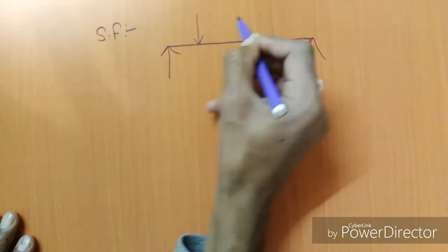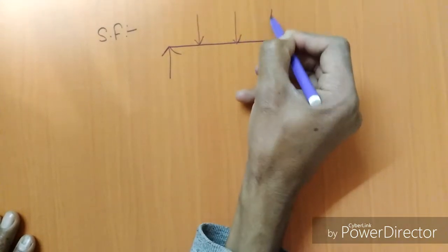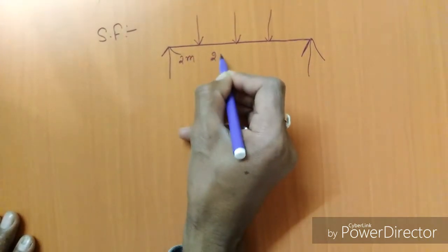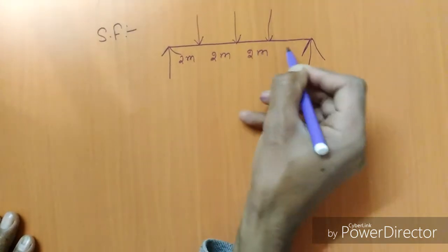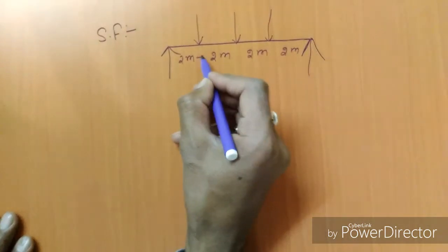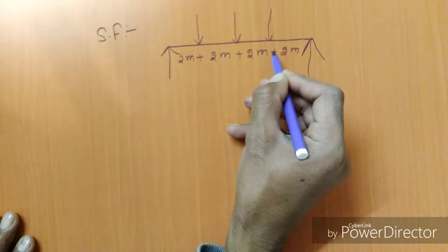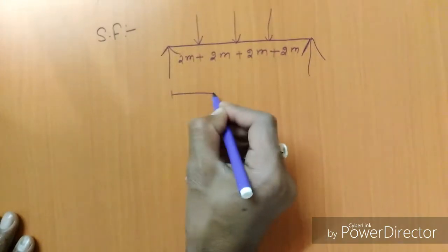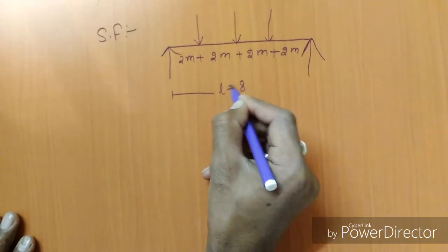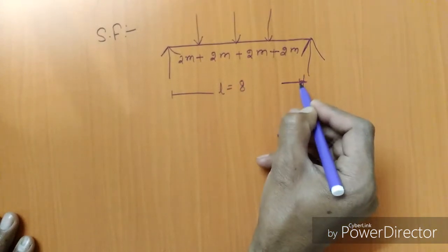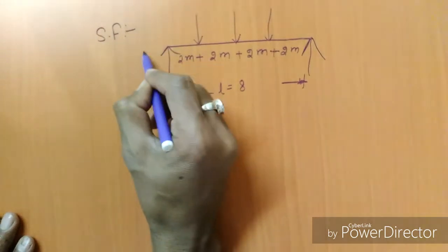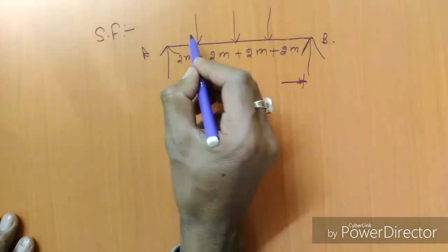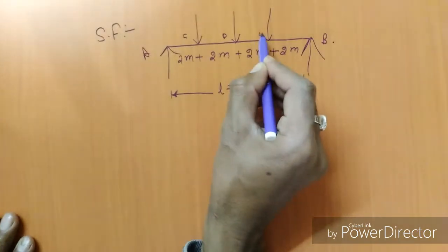Carrying a 3-point load at equal span. That is 2 meter, 2 meter, 2 meter, and 2 meter. Okay, this is 2 meter, 2 meter, and 2 meter. And the total span is equal to 8 meter. Okay, this is point A, this is point B, and this is point C, D, and E.